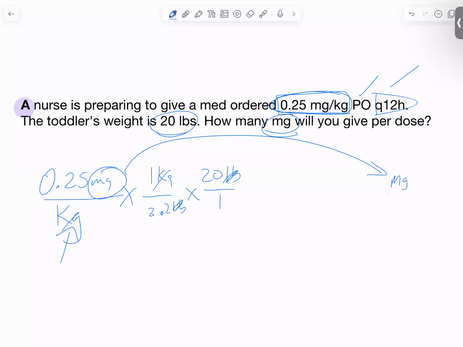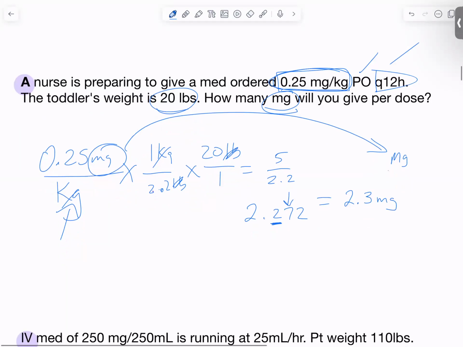So maybe this baby will get 0.25 milligrams at 8 a.m. and then they'll get 0.25 milligrams at 8 p.m. But now we need to know what that looks like based on the patient's weight. And that's where people get confused. So let's do the math. 0.25 times 20 is 5, and 2.2 times 1 is 2.2. When I divide that, it will give me 2.272. Then I round to the tenths. I look immediately to the right of that. 5 and up, and I round up. So the answer will be a 20-pound toddler will get 2.3 milligrams.